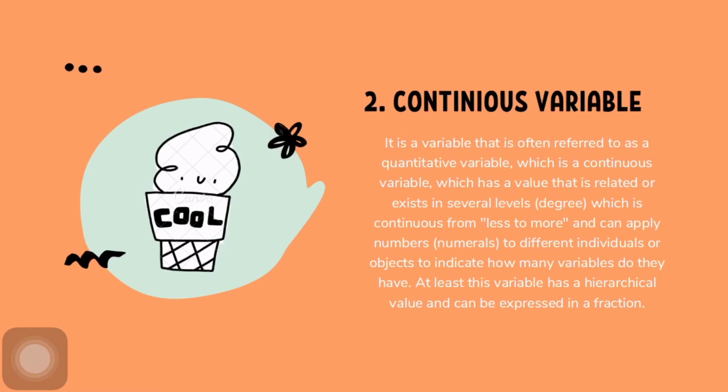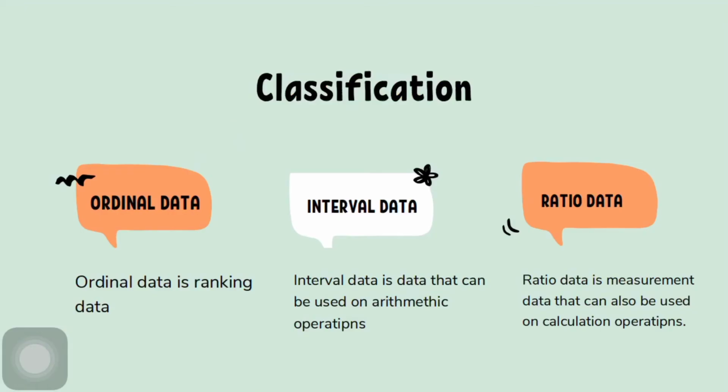At least, this variable has a hierarchical value and can be expressed in a fraction. So, this variable can be operated mathematically. Data for continuous variable are obtained for the process of the measuring. And then the classification of the continuous variable. First is the ordinal data, second is interval data, and then is a ratio data.